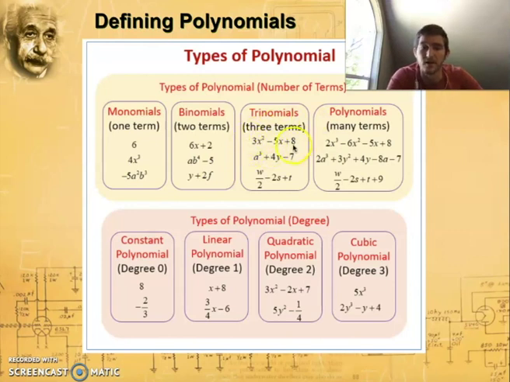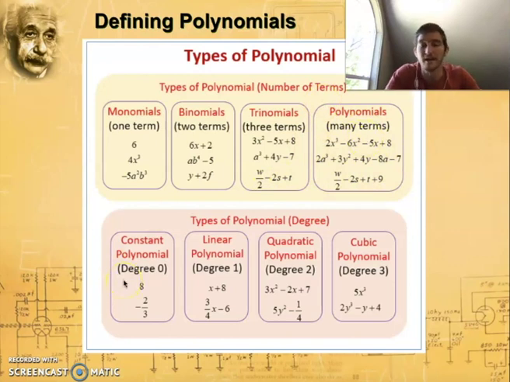Next, we've got trinomials, 3 terms. So we've got 3x squared minus 5x plus 8, a cubed plus 4y minus 7. And then even this one, which has a leading coefficient, which is 1/2, right? So 1/2w minus 2s plus t. Okay, so polynomials is anything with more than one term.